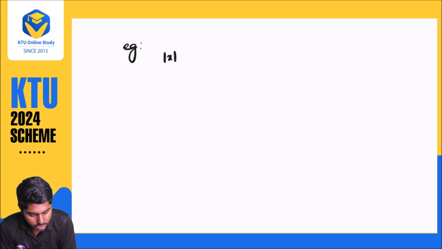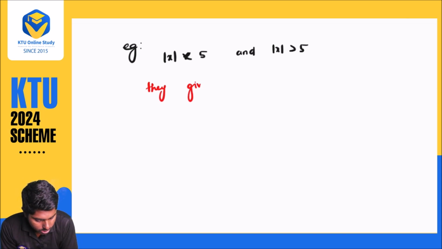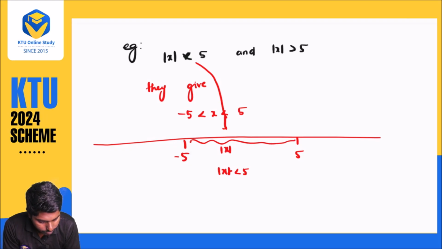Example: mod x is less than 5, and they may also mention mod x is greater than 5. That means mod x less than 5 gives minus 5 is less than x is less than 5. So according to the table, x lies in between minus 5 and 5. This is the meaning of that value. This is nothing but mod x is less than 5. This is the interval, and this interval is called mod x is less than 5.